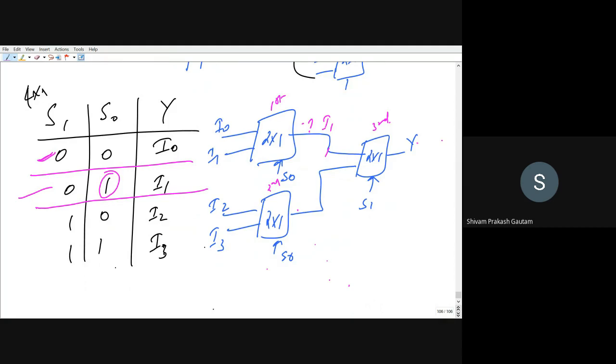And in the second mux, if S0 is 1, then that means I3, because S0 is 1, right? When S0 is 0, I2 will be flowing. When S0 is 1, I3 will be flowing. Now S1 is again remaining 0. So what is the output we will be getting? I1 only, because S1 is 0. So 0 means whatever is in the first input will be flowing. So I1 will be flowing.